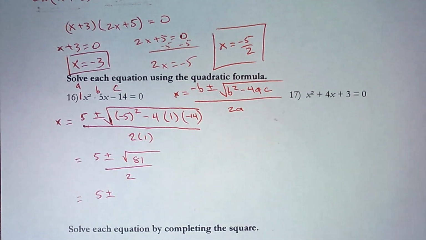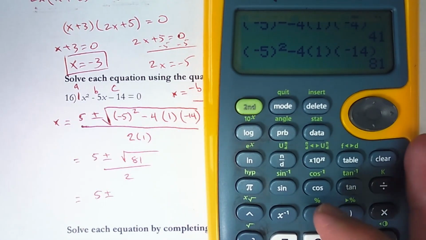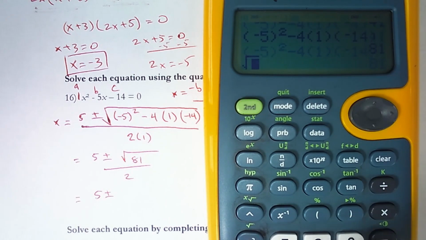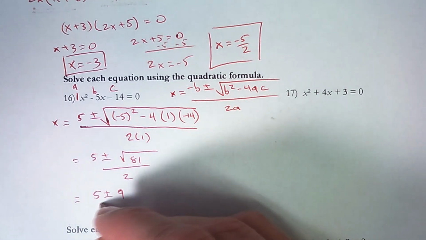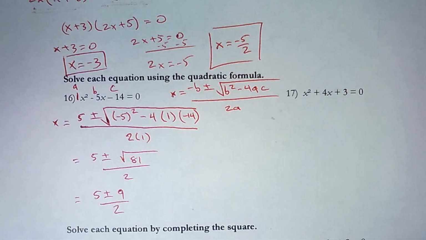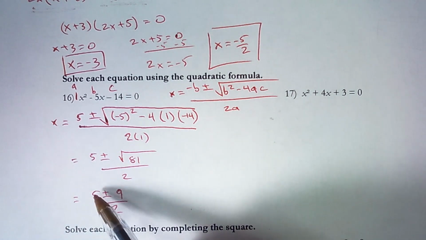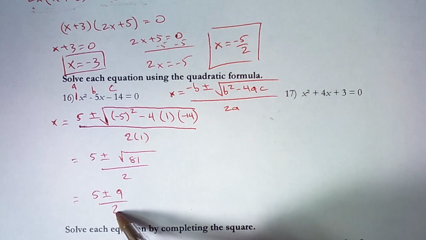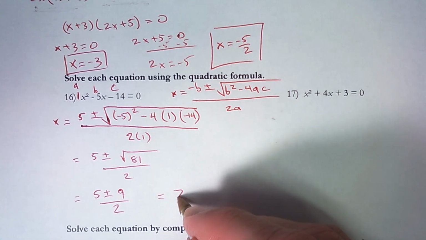5 plus or minus, and if you don't know the square root of 81, you can type it in your calculator. So we've got second and then the square root button. The square root of 81 is 9, over 2. So now we've got two things to solve here. We've got 5 plus 9 divided by 2. 5 plus 9 is 14, divided by 2 is 7.